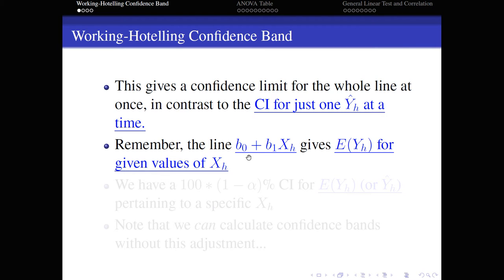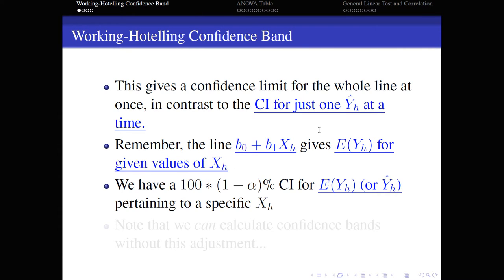So remember, b0 plus b1x is the formula to get the predicted y, or the average y, or the expected value of y for the value of x sub h. So if we're looking for a confidence limit for the whole line at once, x sub h is going to be all possible x values. We have the 100 times (1 minus alpha) percent confidence interval for this pertaining to a specific x sub h.